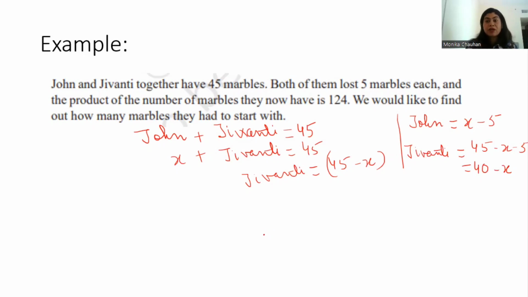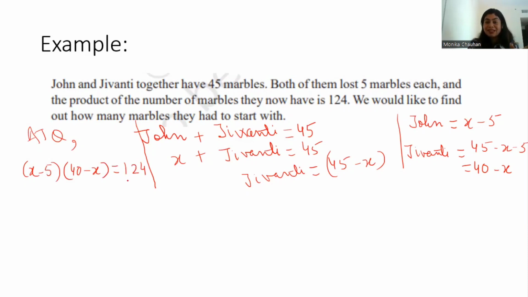Then, what's the next part of the question? The product of the number of marbles they now have is 124. So I am dividing this into parts: first, what they both have together; the second part, what they lost; and the third part is according to our question. What equation do we have to assume? It is the product, the product of the number of marbles they now have. So John has X minus 5 and Jivanti has 40 minus X. The product means multiply, equal to 124.